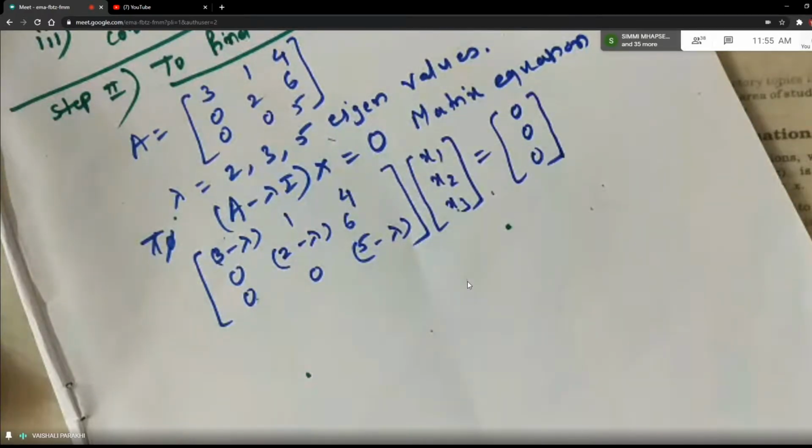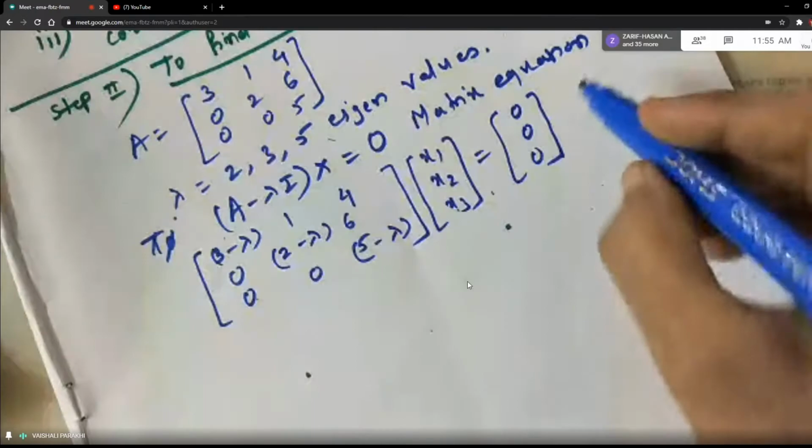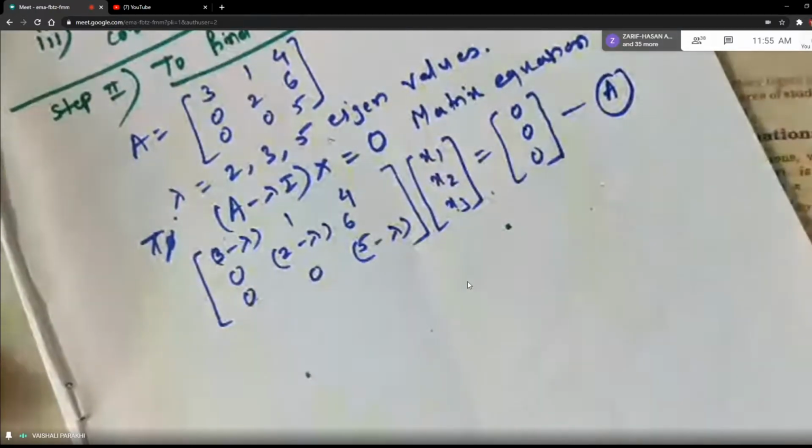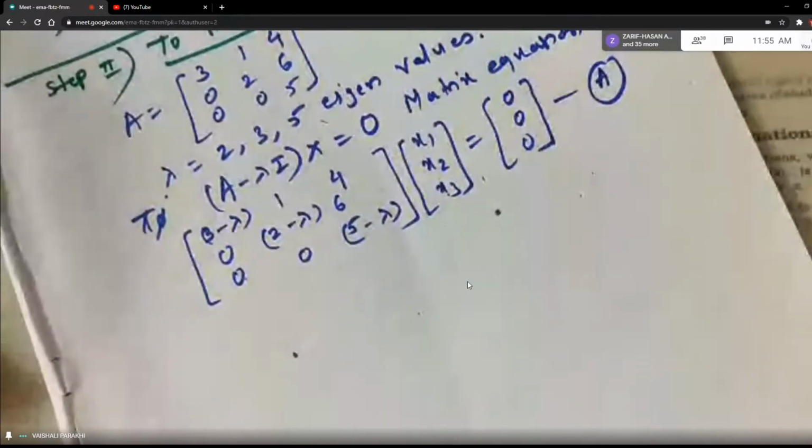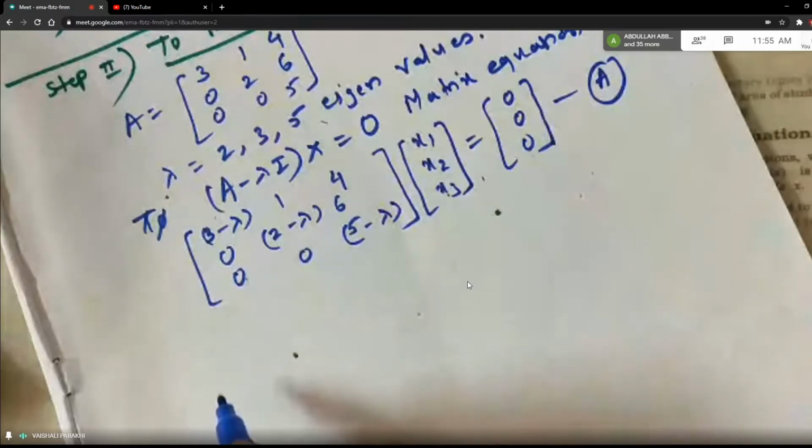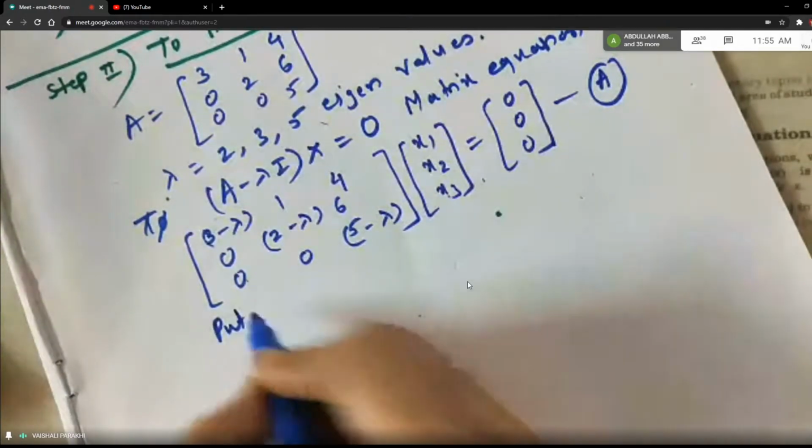This is the same method for all problems whenever you are finding eigenvectors. A minus lambda I x is equal to the null matrix. Any doubt you can ask me. This is your matrix A. Always name it as A. Now this is the main equation in which all your eigenvalues will go one by one. Okay, so let us start with the first eigenvalue.